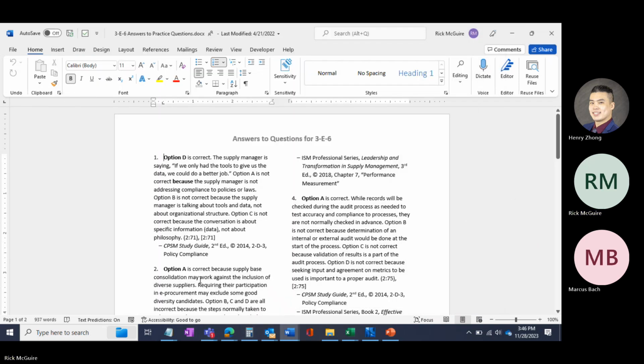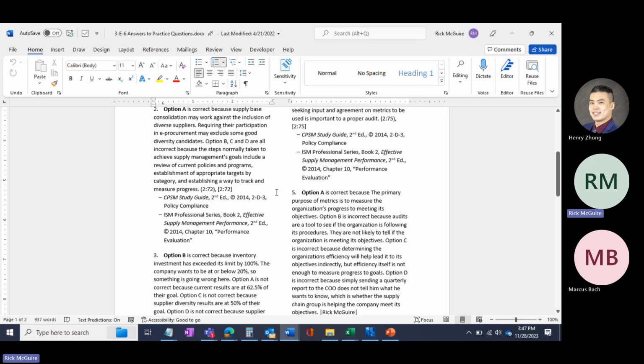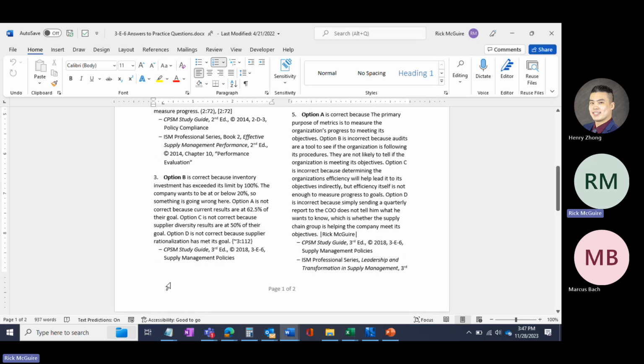All right. Number one is Delta. Supply manager saying if we only had the tools to give us the data, we could do a better job. Option A is not correct because supply manager is not addressing compliance. Two is Alpha. Supply-based consolidation may work against the inclusion of their suppliers. Three is Bravo. Inventory investment has exceeded its limit by 100%. Company wants to be below 20%, at or below 20%.